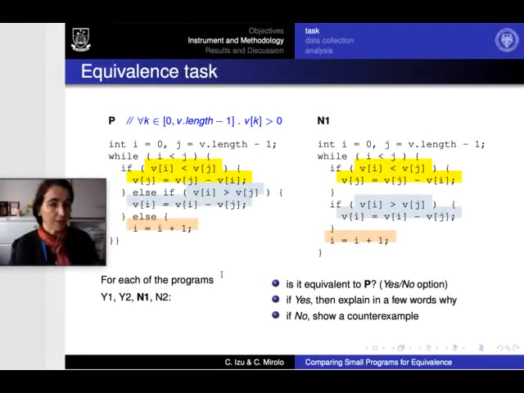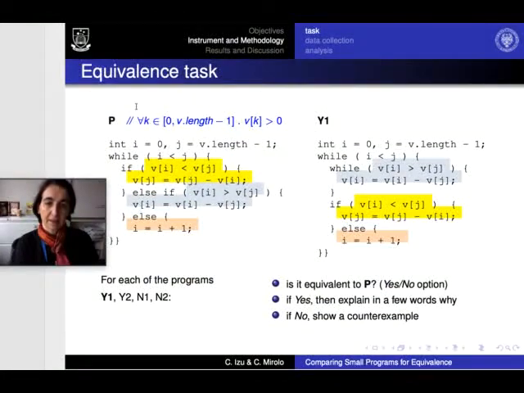In this example, we have a program that is not equivalent. And so the transformations of our programs are related to flow. So here we have removed the else, so that will change the flow of the program. In the previous example, we have replaced the if with a while.